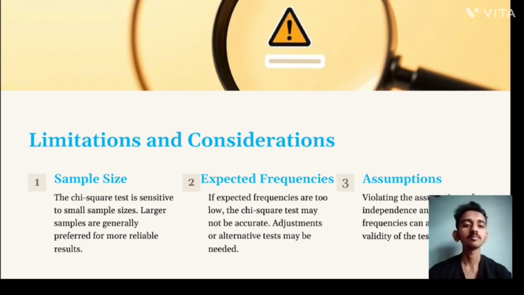Limitations and considerations. There are three: sample size, second expected frequency, third assumptions. The chi-square test is sensitive to small sample size. Larger samples are generally preferred for more reliable results. Expected frequencies. If expected frequencies are too low, the chi-square test may not be accurate. Adjustments or alternative tests may be needed. Assumptions. Violating the assumptions of independence and frequency can invalidate the test.